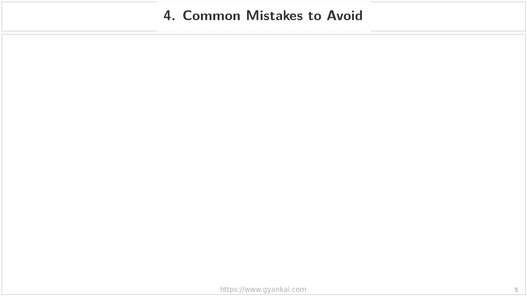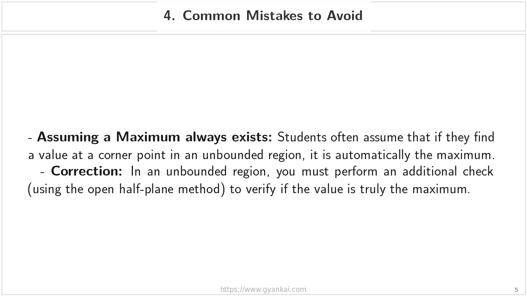4 common mistakes to avoid. First, be very careful about assuming that a maximum value always exists. It is a very common mistake to find a value at a corner point in an unbounded region and immediately declare it the maximum. Remember what we discussed in slide 3. Because an unbounded region extends infinitely, the objective function could potentially increase forever.